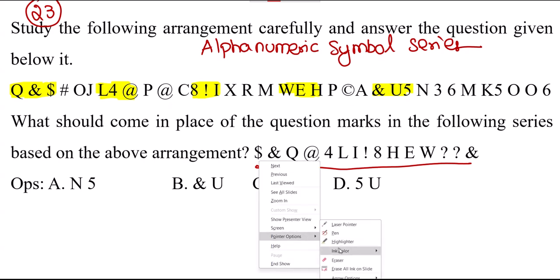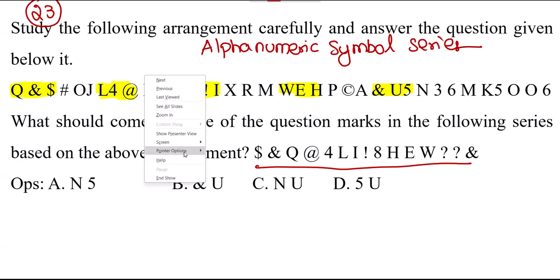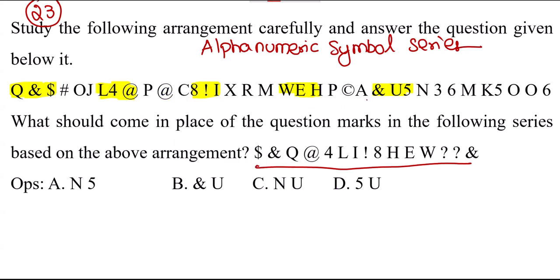The writing is in reverse. We have to write it in reverse. You can see that reverse. 5U is correct. HEW, I ! X. So we just need to analyze that 3 are skipped in between.